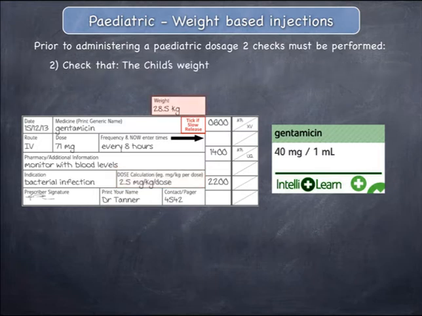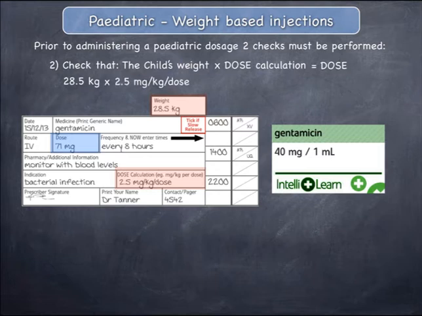dosage. The second check involves ensuring that the child's weight multiplied by the dose calculation is equal to the dose to be given, rounded to a whole number, which is shown in the dose box on the order. In this case, the child's weight is 28.5 kilograms, which when multiplied by 2.5 milligrams per kilogram per dose is equal to 71.25 milligrams, which is 71 milligrams when rounded to a whole number.